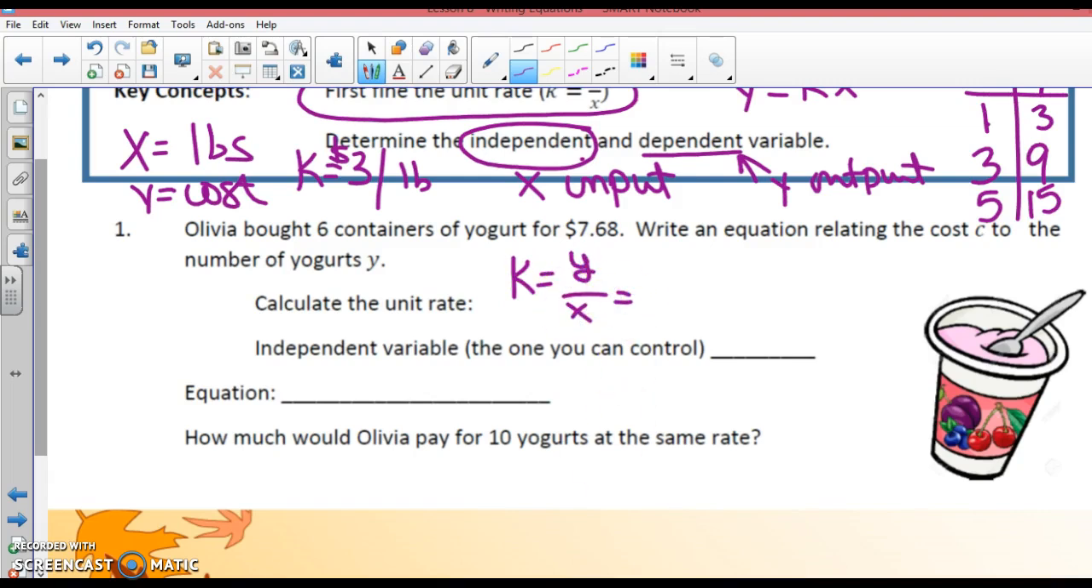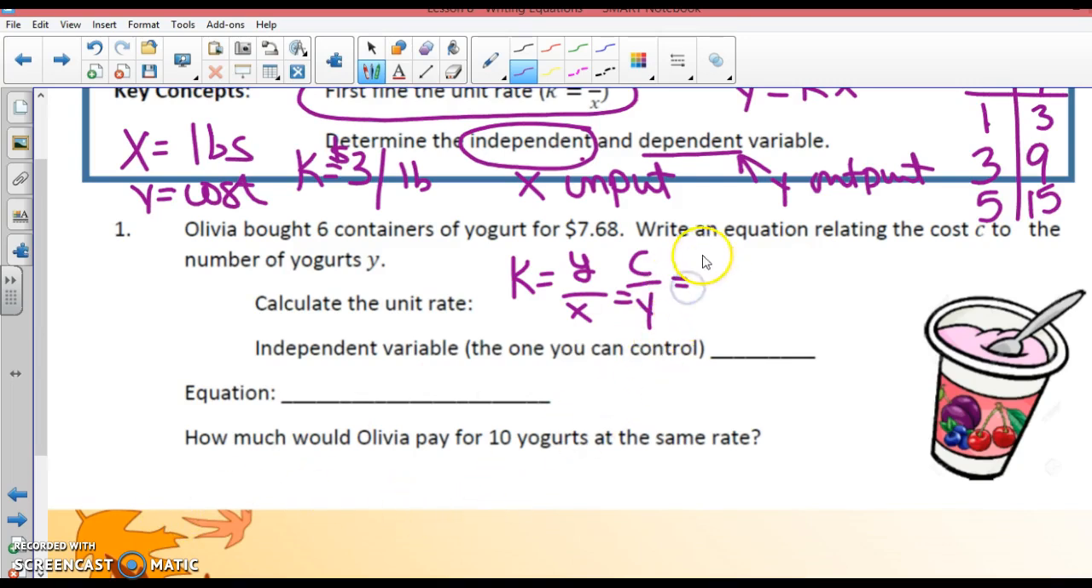Now, when you are given a real-life scenario, you need to figure out which one is the independent and dependent variable. Well, we've got cost and number of containers. So wouldn't it be cost per container? So cost per yogurt. Now, look what I'm doing. You see how I'm putting the variables that they gave us into this scenario. Cost per yogurt. This one's a little confusing because y is normally on top, but y is the dependent variable. And in this case, the cost is the dependent variable. Y is the number of yogurts, which is the independent variable, so it goes in the x spot.